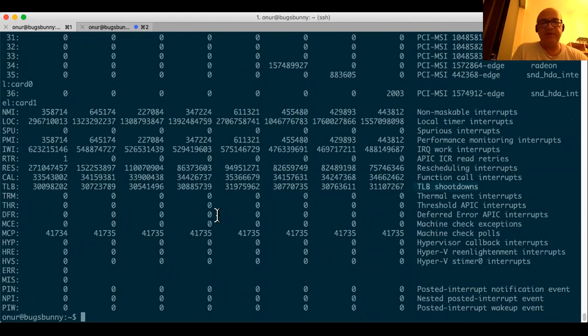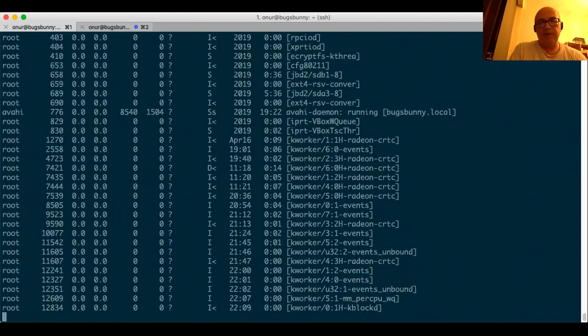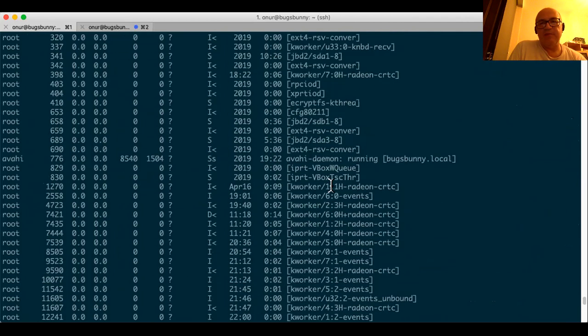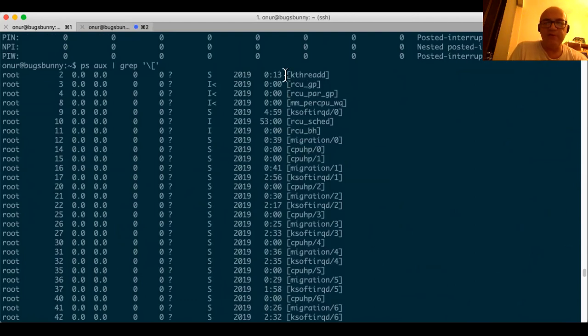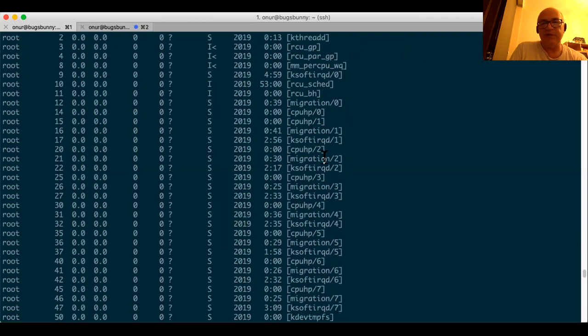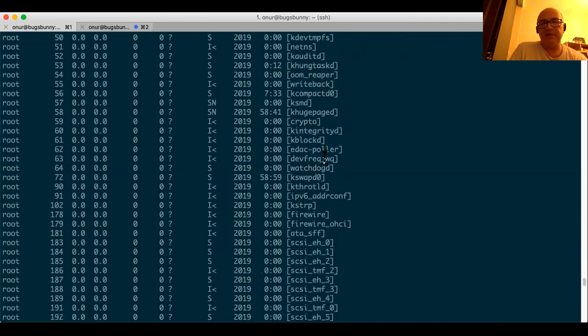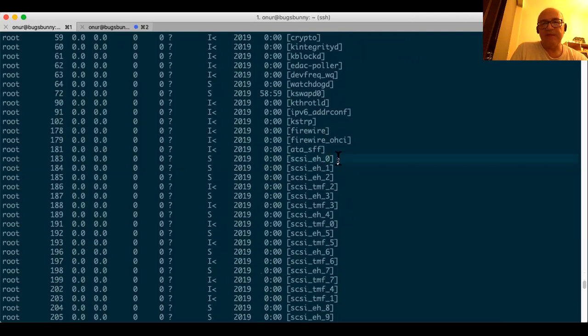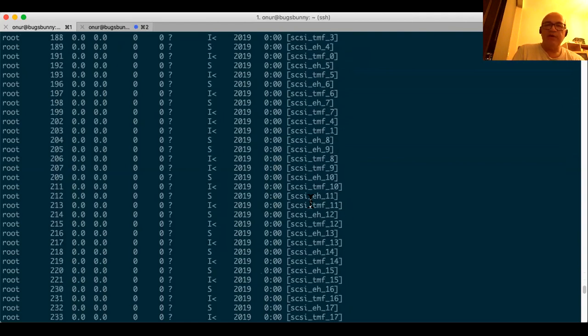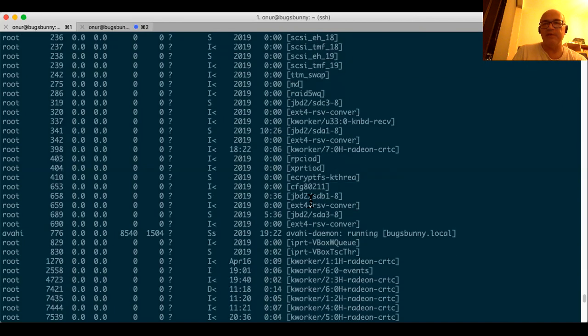But since ISRs have to be short, what operating systems usually do is have special tasks or threads, you may call them processes as well. This is the process table. All the names in square brackets are kernel threads. Usually these device drivers generate kernel threads, and what they do is handle the device IO in some loop. What ISRs do is simply trigger this thread. This thread usually sleeps, and when there's an ISR, it will be woken up and deal with the IO and go back, so that we don't have to do all of the processing in the ISR.